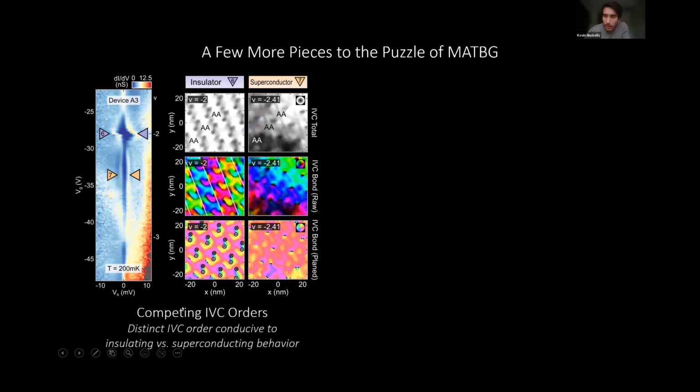So our study shows that they are competing orders. They're both intervalley coherent orders where atomically they look very similar, but seemingly globally they show some sort of different IBC order, the insulator being very similar to the incommensurate Kekulé spiral order, and the superconductor being something that we don't have a name for yet.